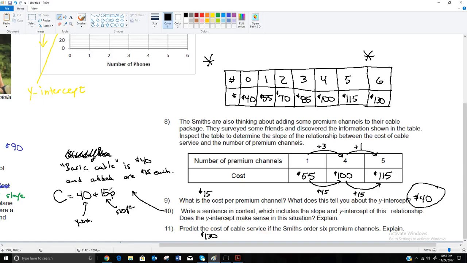I could also go here and put in 6 premium channels into this equation. So let's try that. So we've got C equals 40 plus 15, and then instead of P, we're going to put in our 6 channels. So 15 times 6, and if I calculate that, that's 40 plus 90, which is 130. So it fits in the table, it fits with our equation. So 6 premium channels should cost the Smiths $130.